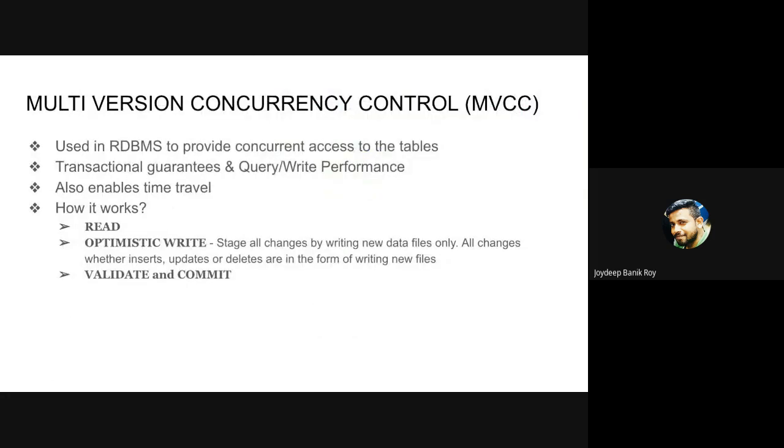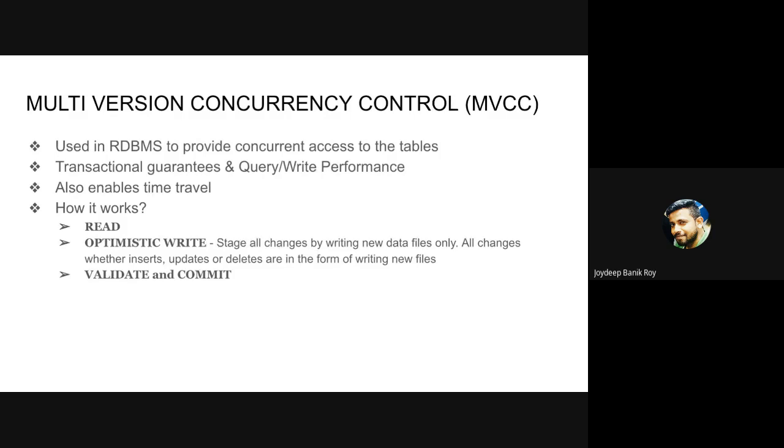I'll move to something which is MVCC, multi-version concurrency control. So here you're just looking at the normal optimistic concurrency control. But basically what it means is concurrency control across multiple versions. How does that work? Okay. So this, again, enables time travel. This provides some transactional guarantees and query performance, mainly query performance or write performance.